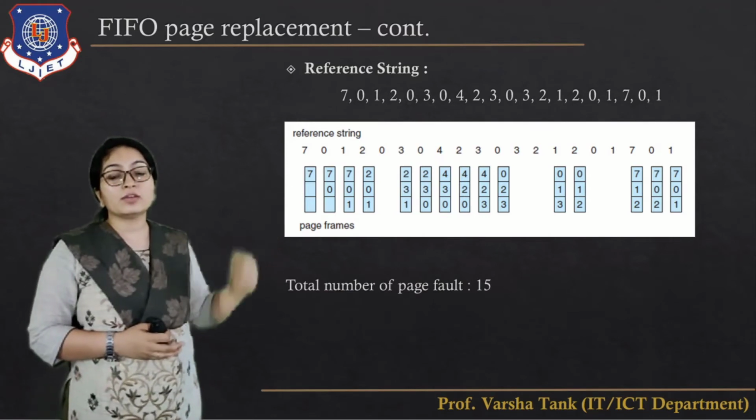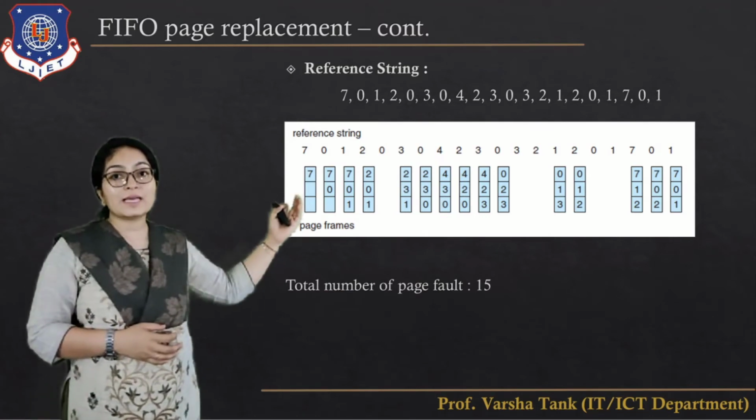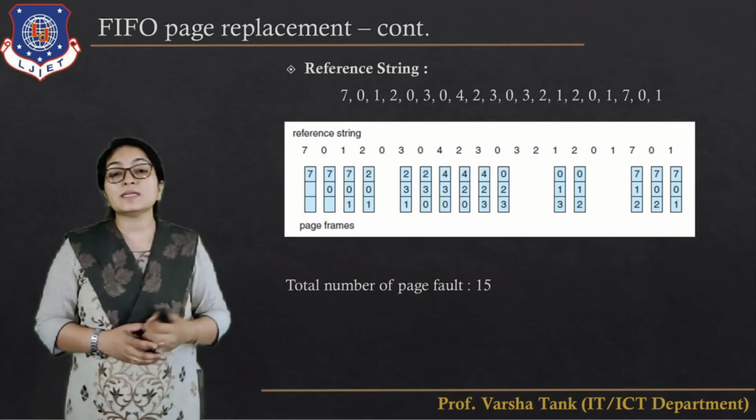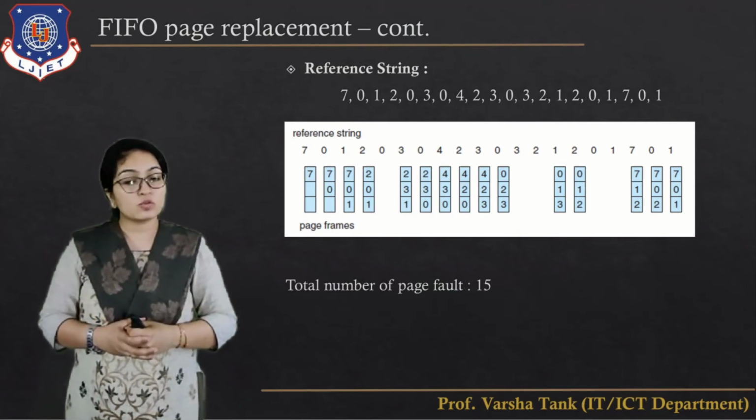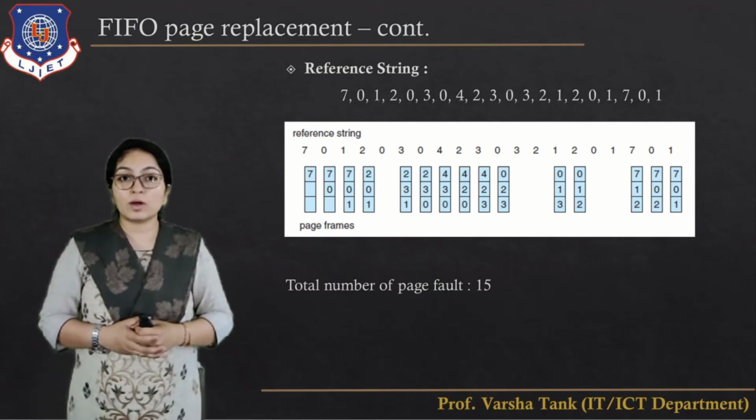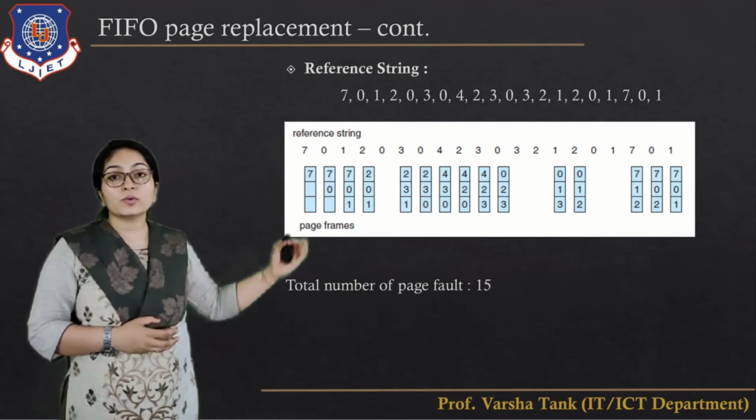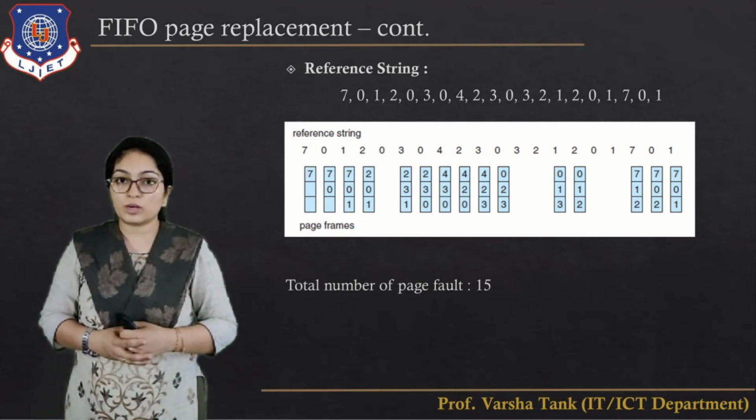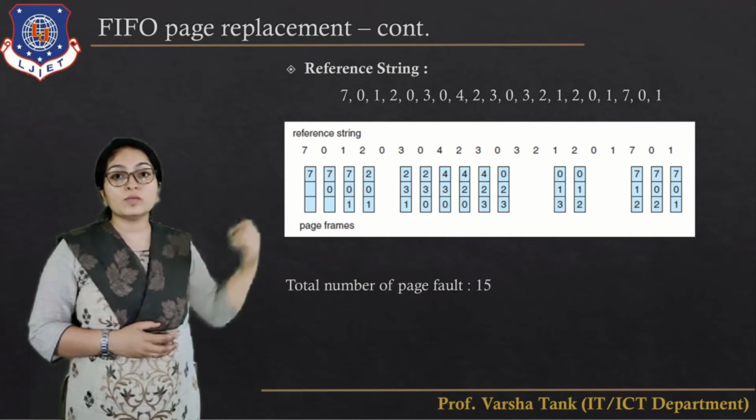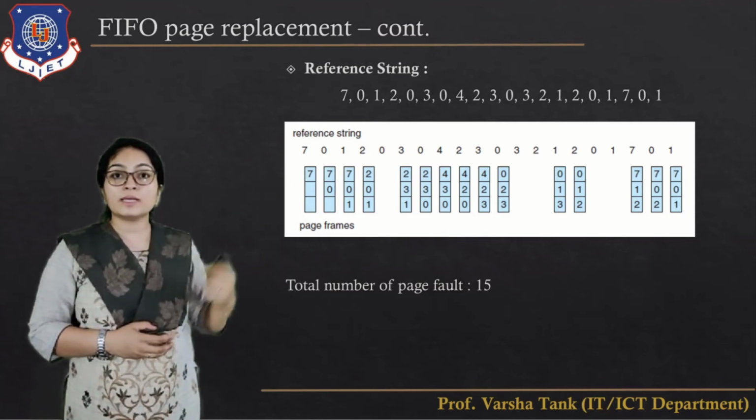After that 3 is there. Again there is no space in the page frame. So what do we have to do? We have to replace one page. Which is the oldest one? You can see here 0 is the oldest one. So we have to replace the 0 with the 3. So here 2, 3, 1 is there.